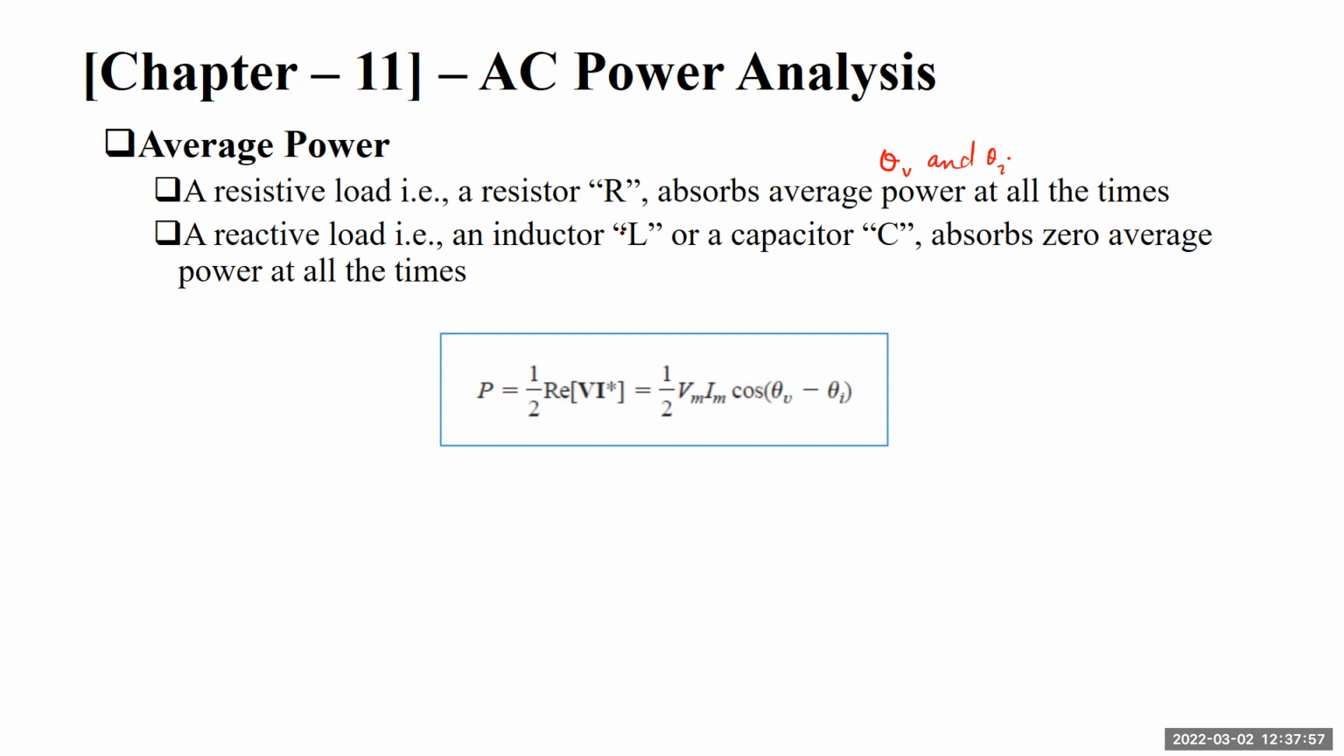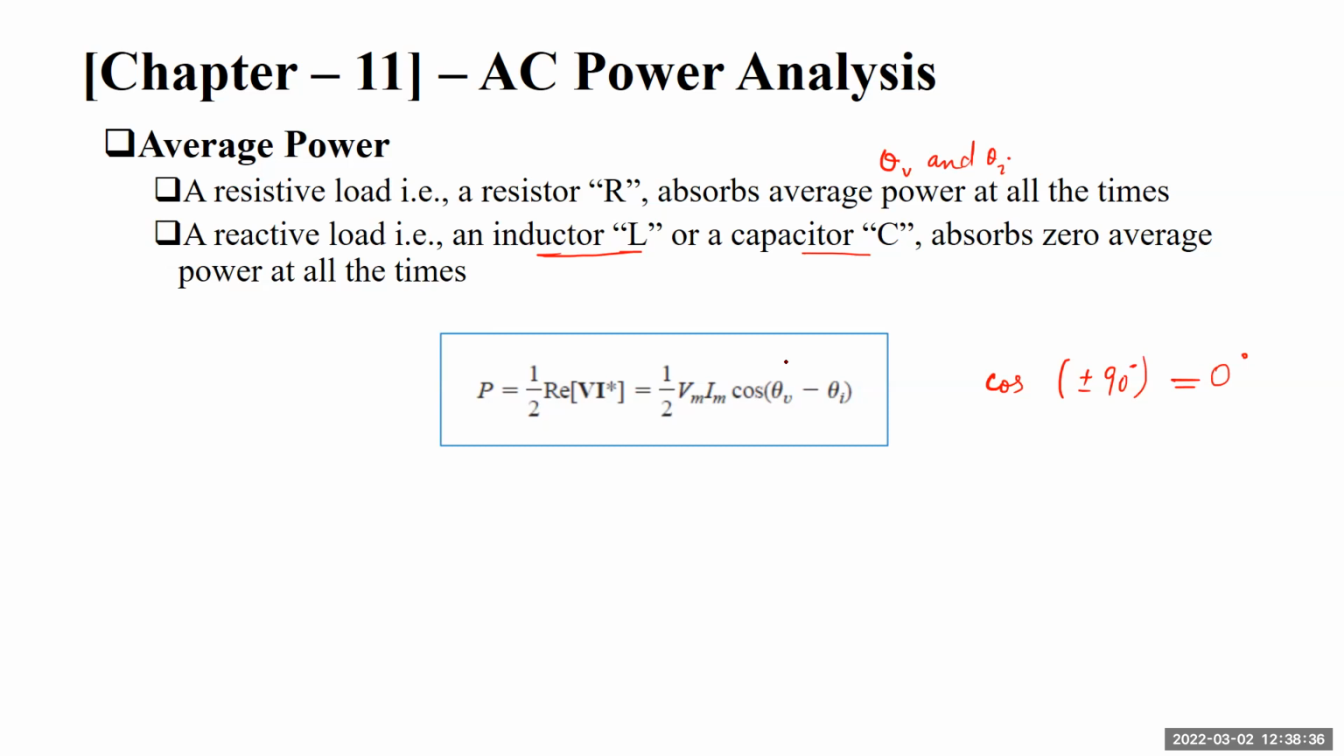And then we have reactive loads. For reactive loads, we have the inductors and the capacitors, and both inductors and capacitors absorb zero average power all the time, because there is a 90-degree phase difference between the voltage and the current phasors. If we have cos of plus or minus 90 degrees, this value is always equal to 0. And if this value is 0, there will be no average power that is either absorbed or supplied to the system. So that is how it goes.